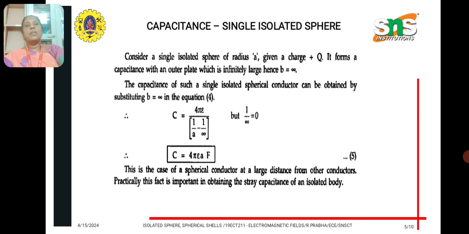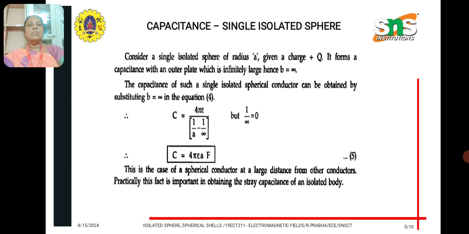And now next we are going to see the capacitance of a single isolated sphere. So consider we have only a single sphere of radius A and there is no outer plate, and the outer plate is considered as infinitely large, that is the radius of the outer sphere B is kept infinity. So in this case, substituting the value of B as infinity in the capacitance formula, C equals 4 pi epsilon divided by 1 by A minus 1 by infinity. We know that 1 by infinity is 0.